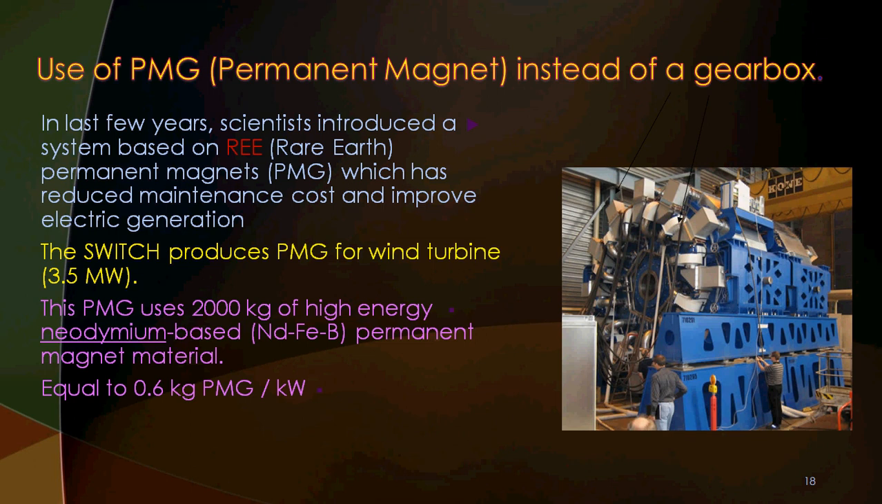The Switch company produces PMG for wind turbines and produced a 3.5 megawatt one. This PMG used 2000 kg of high energy neodymium based permanent magnet material. Neodymium is a rare earth, heavy rare earth material. It is mixed with iron and boron.